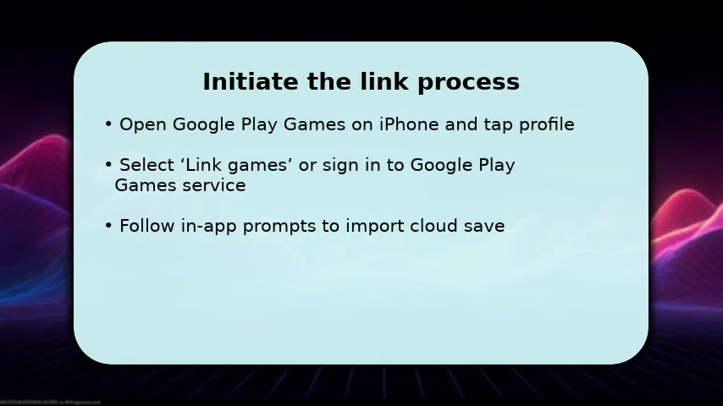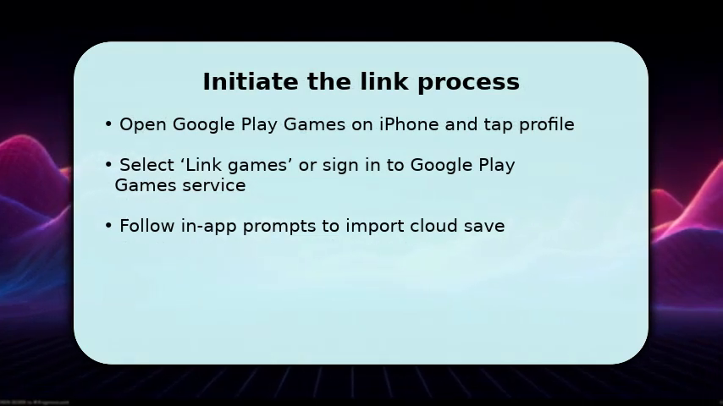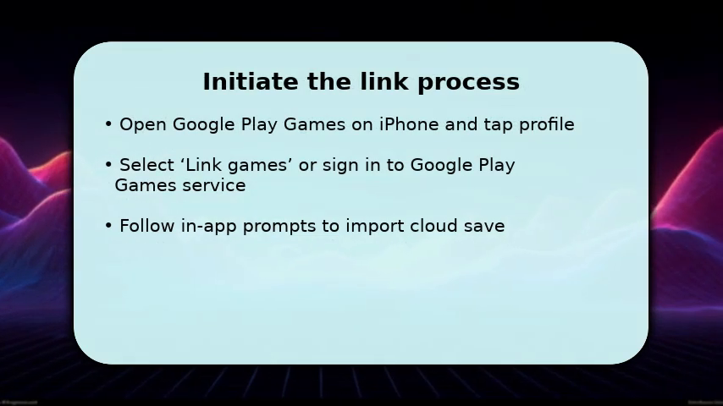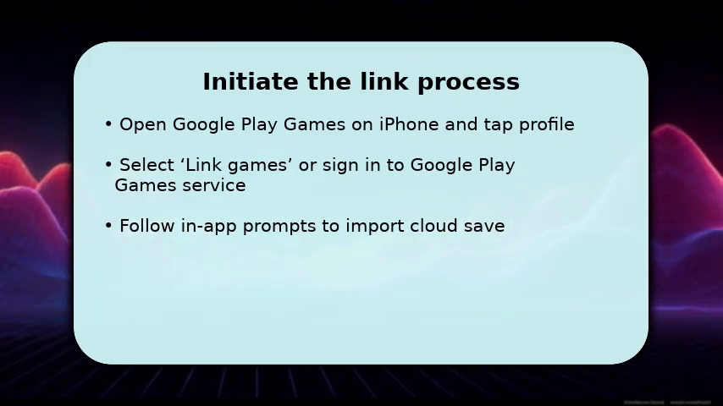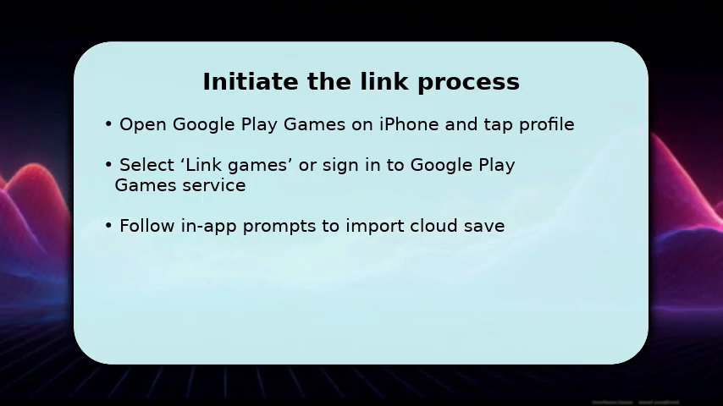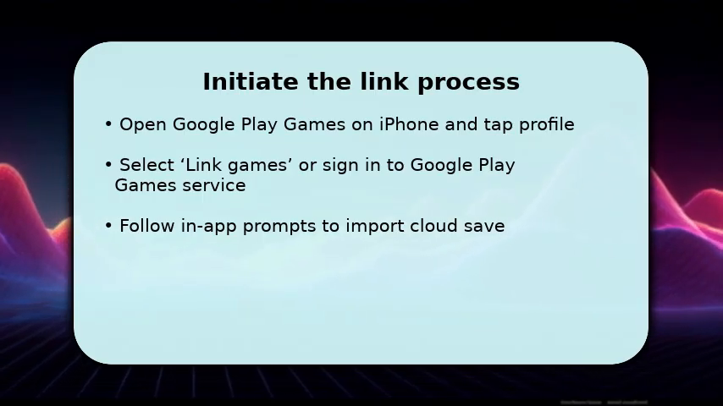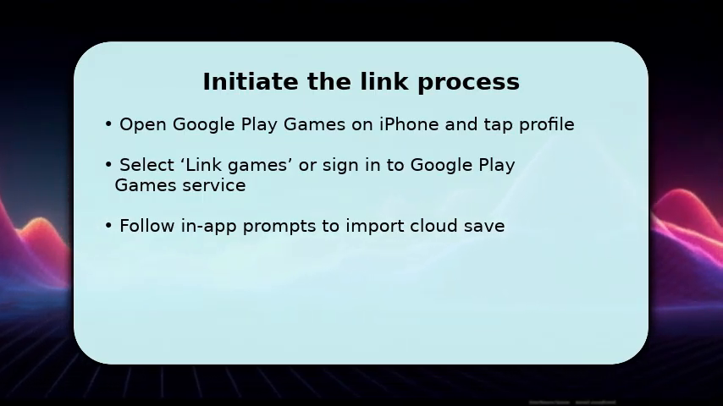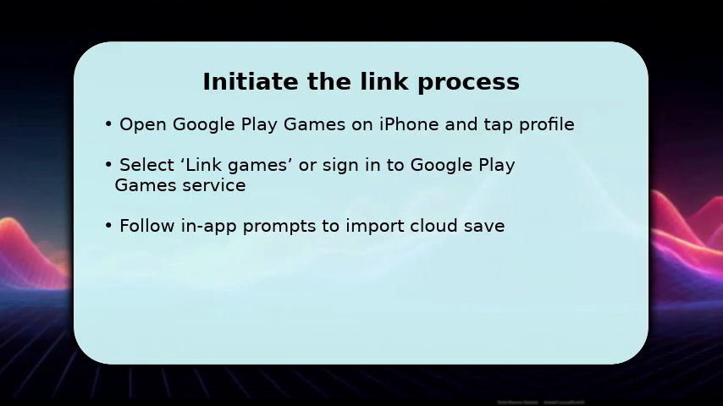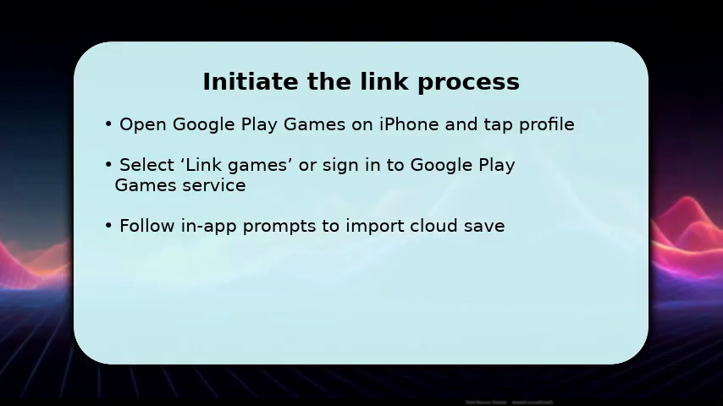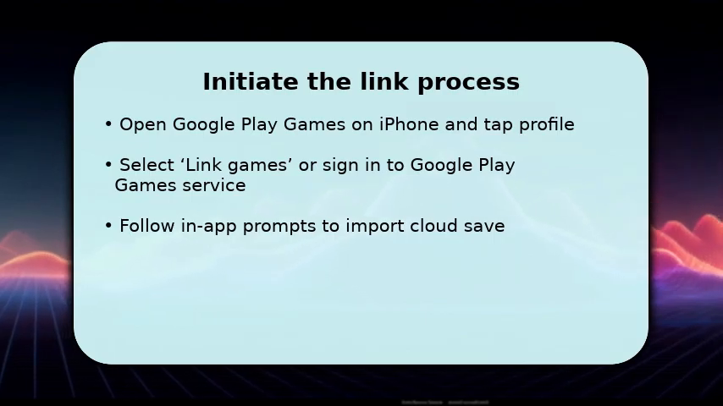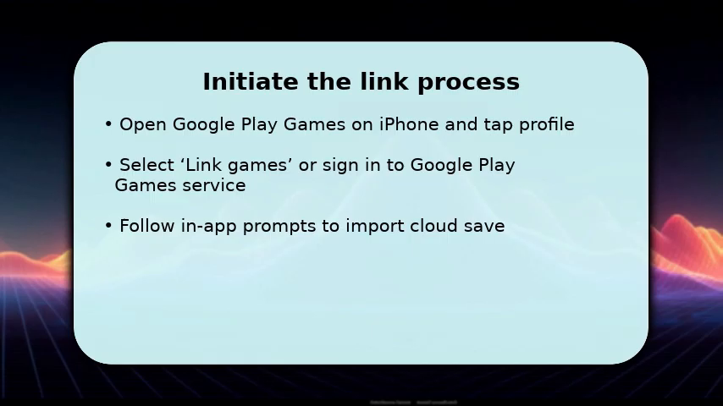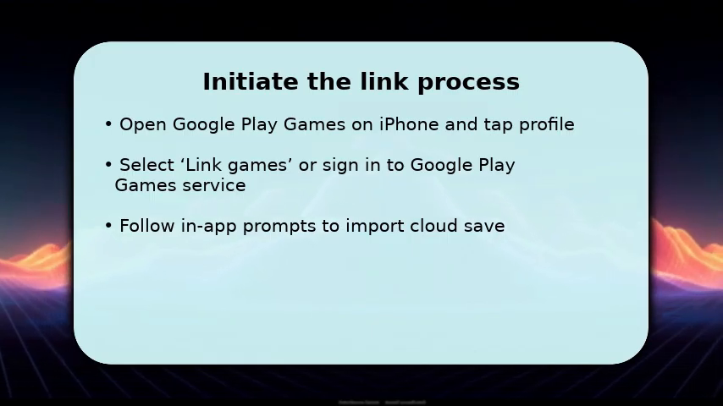You now open Google Play Games on your iPhone and tap your profile to access settings. Next, choose the link or account option and sign into the same Google account you used on Android. This is where credentials matter. Follow the in-app prompts to import your cloud save and grant permissions for account access and storage. Take your time completing prompts. Stopping midway can leave the game in a partial linked state, so confirm each permission as requested.